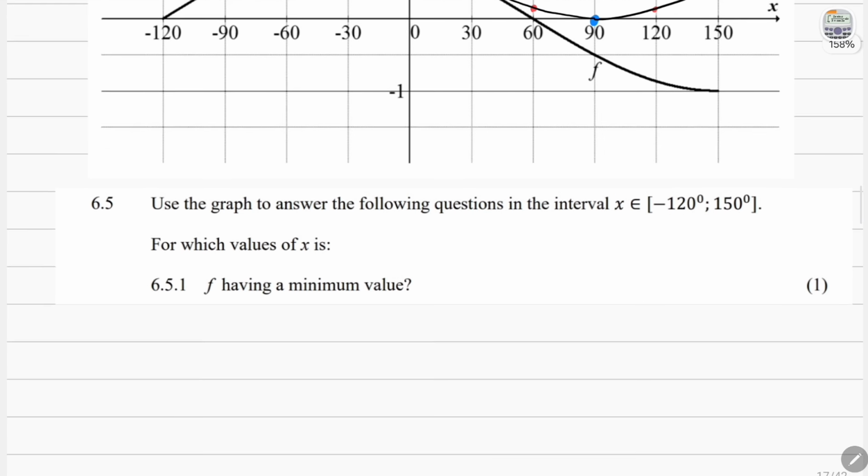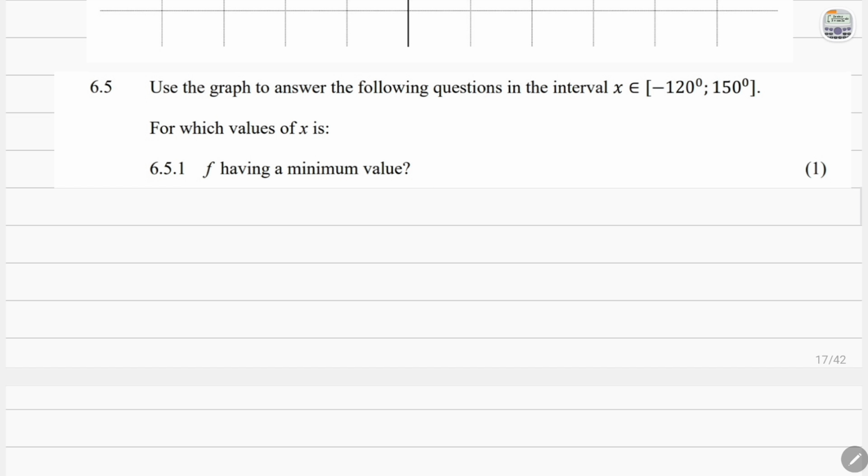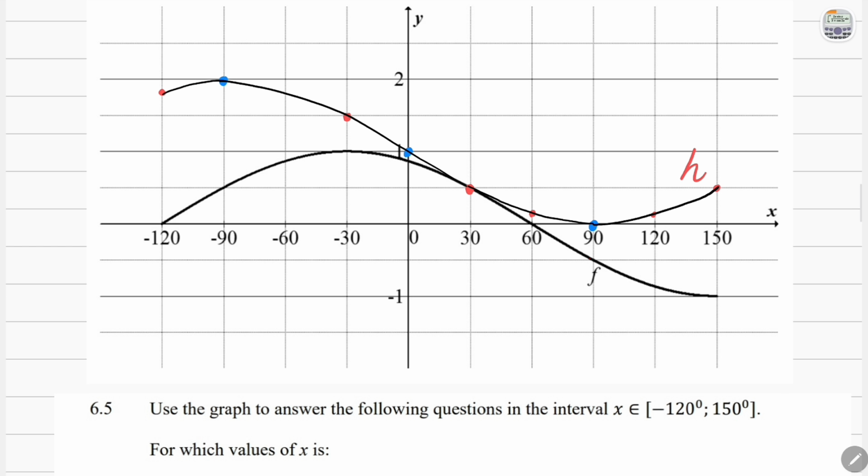Question 6.5 says, use the graph to answer the following questions in the interval where x is an element of negative 120 degrees to 150 degrees. And so the question is, for which values of x is f having a minimum value? Okay, so where does the graph of f have a minimum value? Do you see the way the graph of f goes?